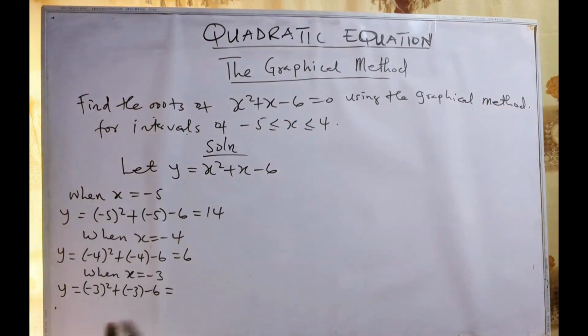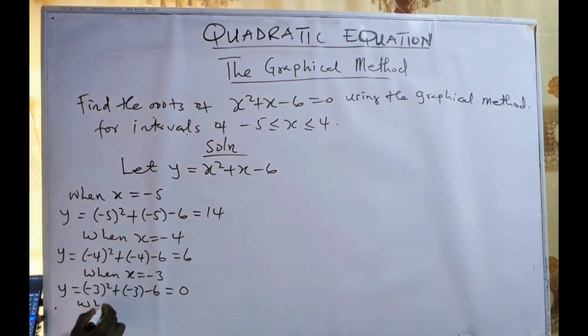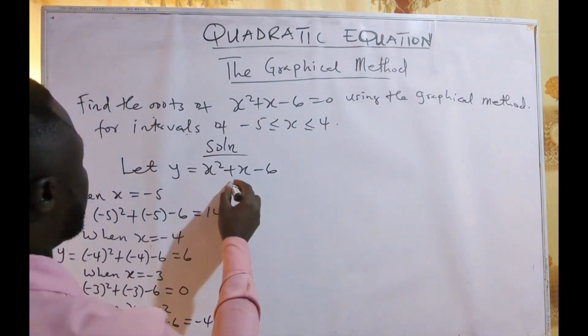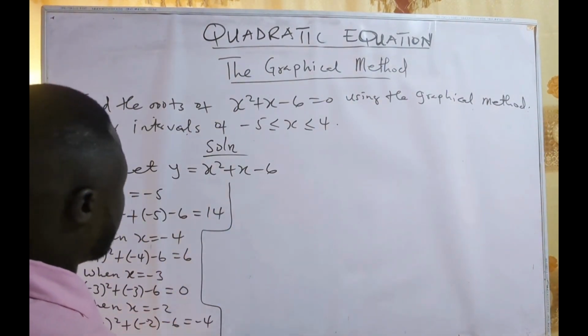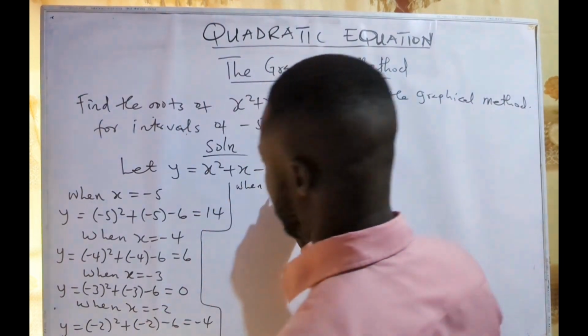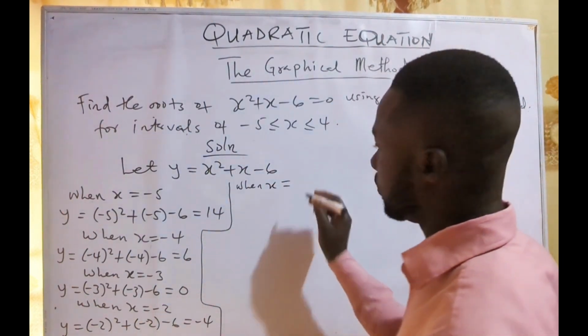So we are going to get y as 0. So when x is -3, y is 0. Then you see that when x is equal to -2, what will be my y? -2 squared plus -2 minus 6, and that will be equal to -4. So let's try the next one.